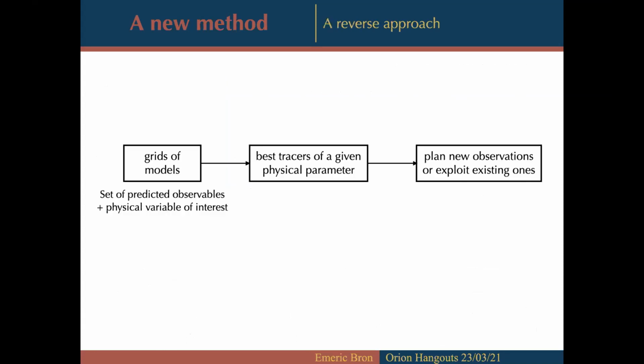So here we choose to adopt an opposite approach, where we start from a grid of models which predict both all the potentially observable quantities and the variables of interest, here the ionization fraction. Based on this, we want to find what are the best tracers of a given physical parameter. And then based on this, we will be able to plan new observations or exploit existing ones.